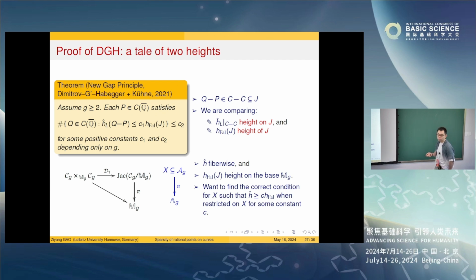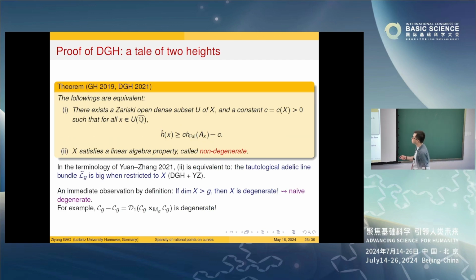And what we want to do is to find the correct condition on the subvariety so that these 2 heights are comparable when restricted to this subvariety. We want to find the correct condition. And this correct condition is called non-degenerate. And in the recent terminology of Yuan and Zhang, it's equivalent to say that the topologically trivial line bundle is big when restricted to X. So it's a bigness of some line bundle.